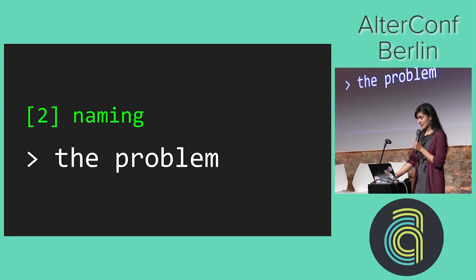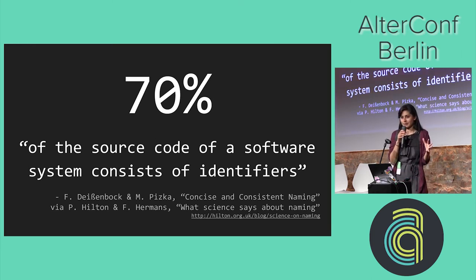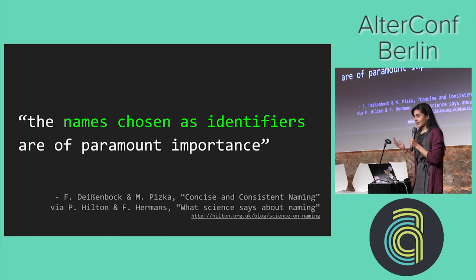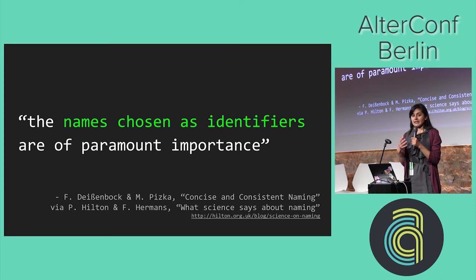Naming things, or people. So, in a study of software source code, researchers Dysonbuck and Pitska found that the majority of source code, about 70%, consists of identifiers, names for concepts. And they come to the conclusion that, therefore, the names that we choose to identify these things in our code are of paramount importance for the readability of that code, the comprehensibility, for being able to reason about it.